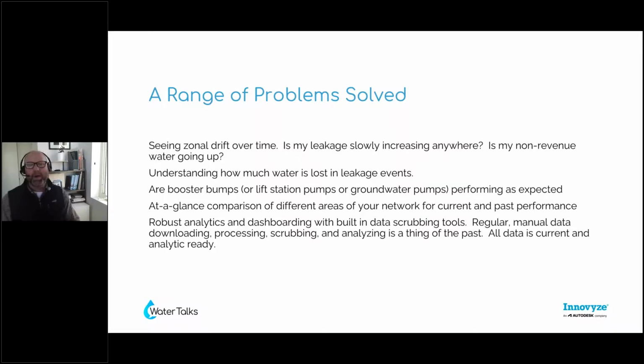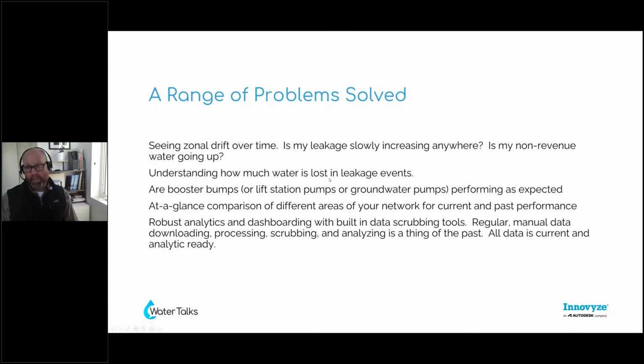I would like to circle back. What are the problems that we solve with the solution? Another set of example problems is looking at zonal drift over time. Do I see my leakage, or do I see my usage drifting in a way that either I don't expect, or maybe it is a way that I do expect because of seasonal differences, but I want visibility into that, right? I want to know if my non-revenue water is going up, and if it is going up, where is it going up, and how much is it going up?